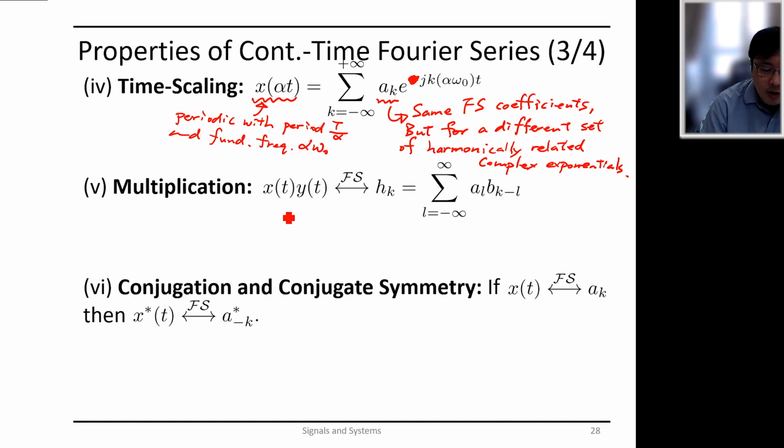Now, next, we can look at this property for multiplication. Suppose that you have two signals, x of t and y of t, that are both periodic with period capital T. Then first of all, you can show that the multiplication of both of these two signals is also periodic with period T.